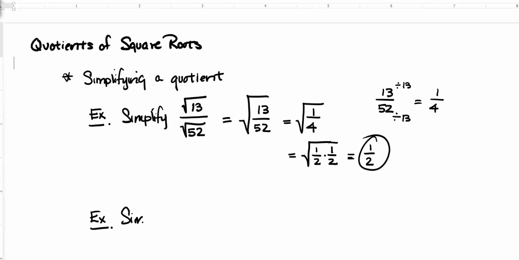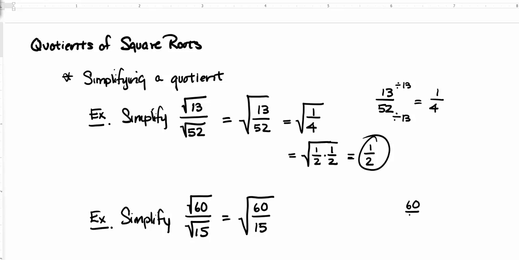Let's do one more. So if I say simplify the square root of 60 divided by the square root of 15. Again, in this case, it's easier to put them both under the same square root or the same radical. And if you notice, 15 goes into 60 evenly. So 60 divided by 15 actually equals 4. Okay? So I get the square root of 4. And again, that's one of those nice square root numbers. And the answer is simply 2.